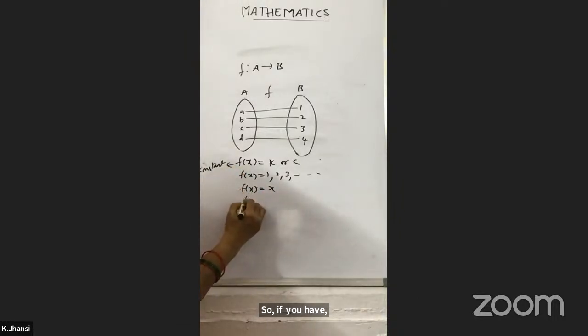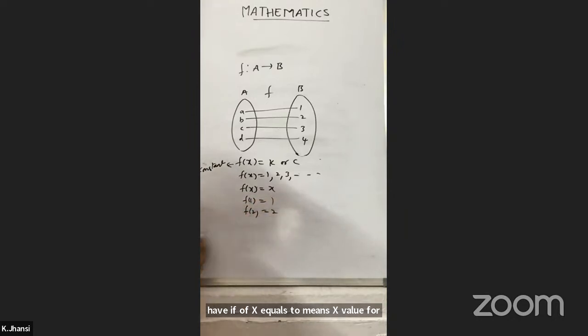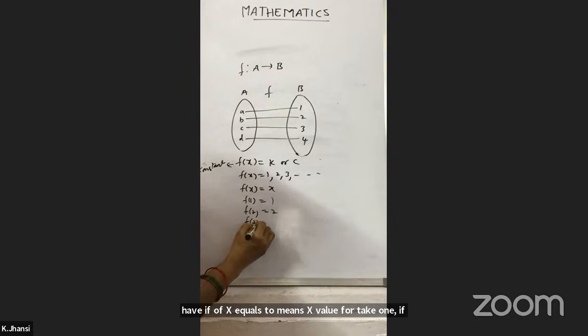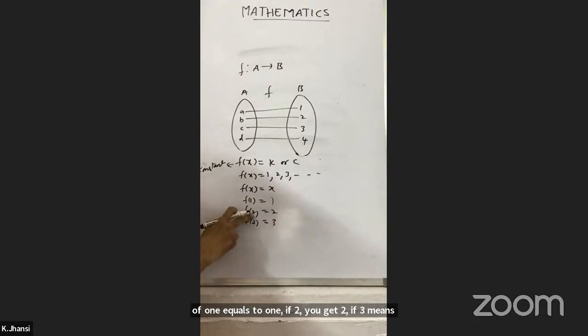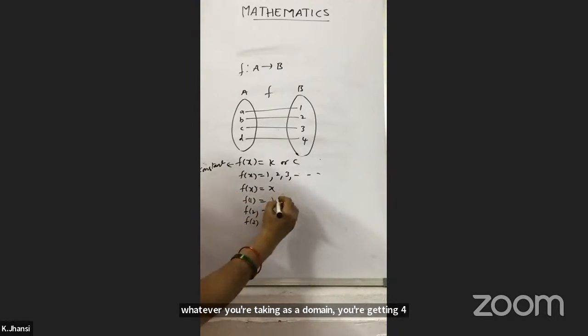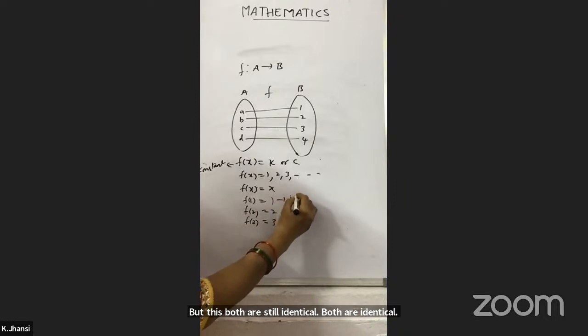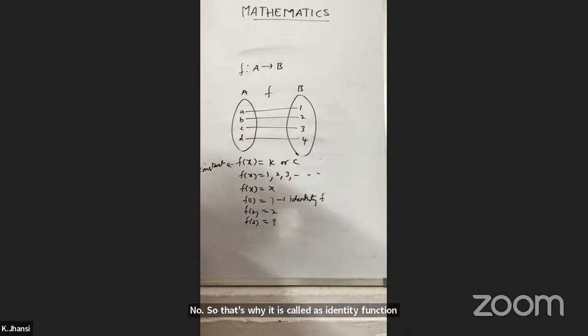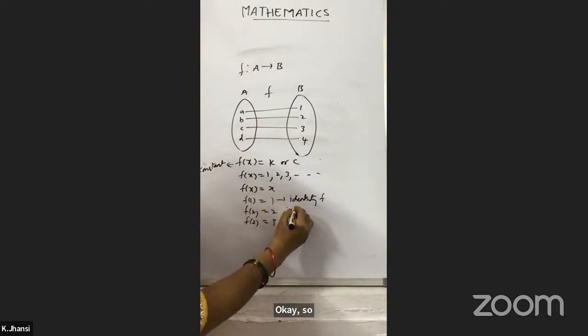So if we have f of x equals to x, f of x equals to means x value, if you take 1, f of 1 equals to 1, f of 2 you will get 2, f of 3 means whatever you are taking as a domain, you are getting codomain as the same one, means both are same, identical, both are identical, no? So that's why it is called as identity function.